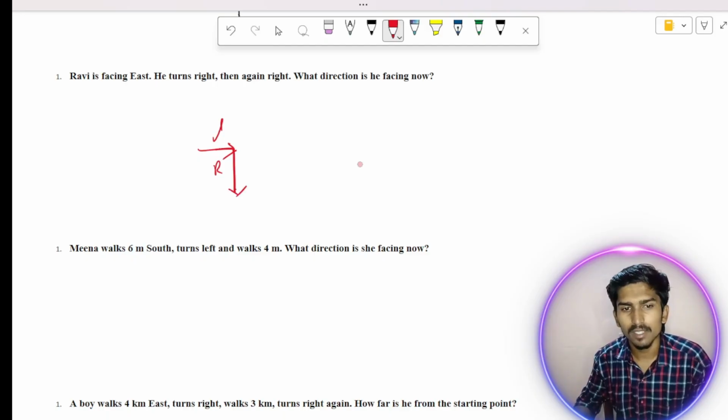Okay, first of all, Ravi is facing towards east, and then he turns right side, this side, and then again right side, this side. What is the direction he is facing now? He is facing towards west.